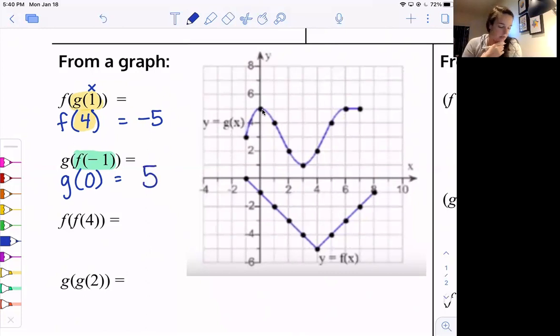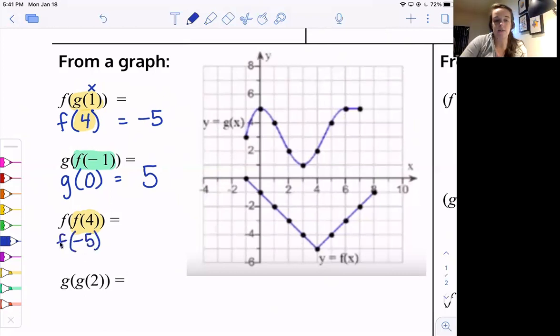All right. Here we see nested functions that are the same. So it's going to ask us to find f of 4, and then whatever we get, f of that number. So f of 4 on my x-axis, I'm going to go out to 4, and my function is at negative 5. So that simplifies to negative 5. I still have the function.